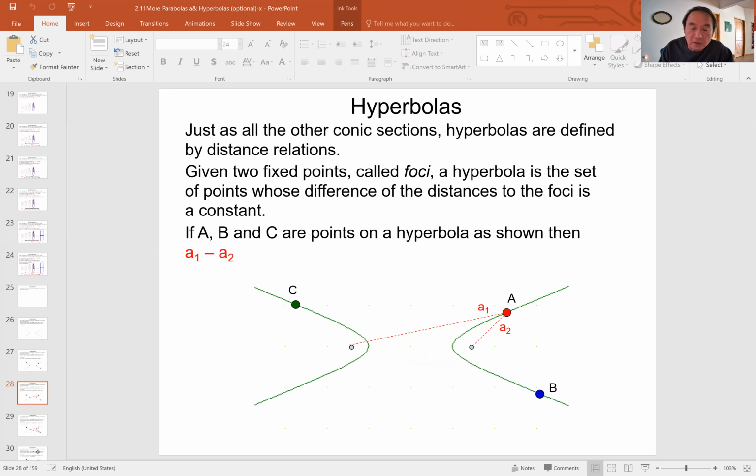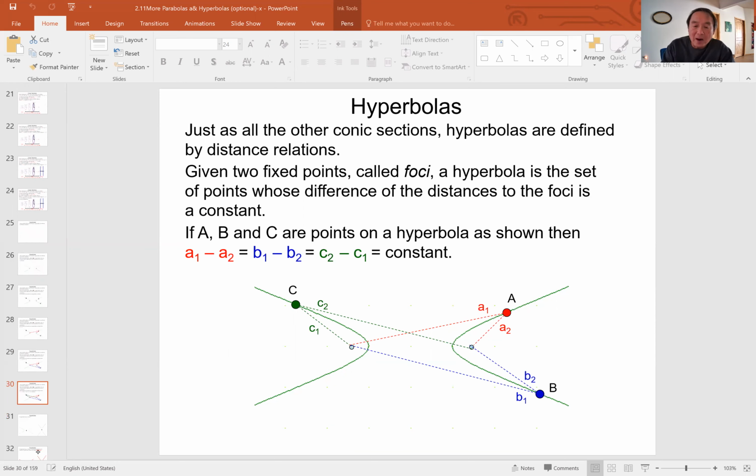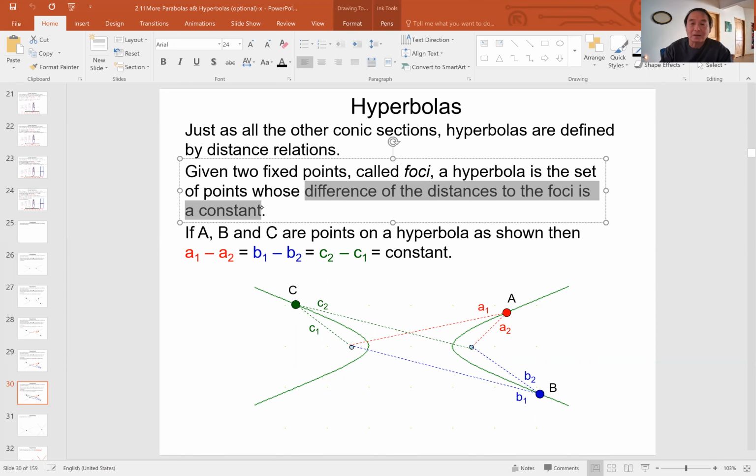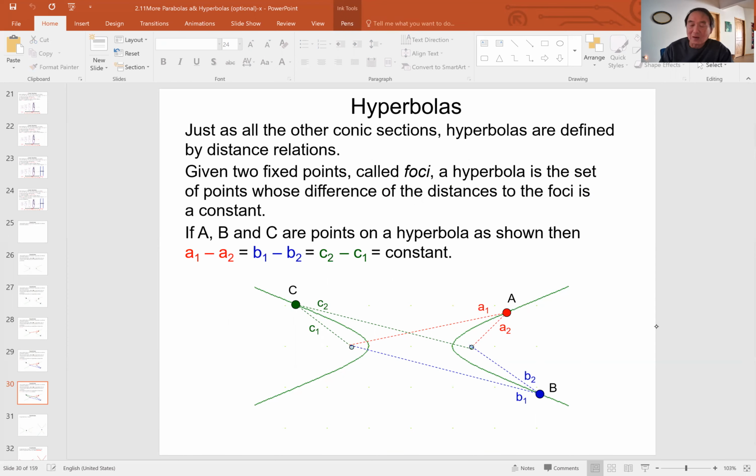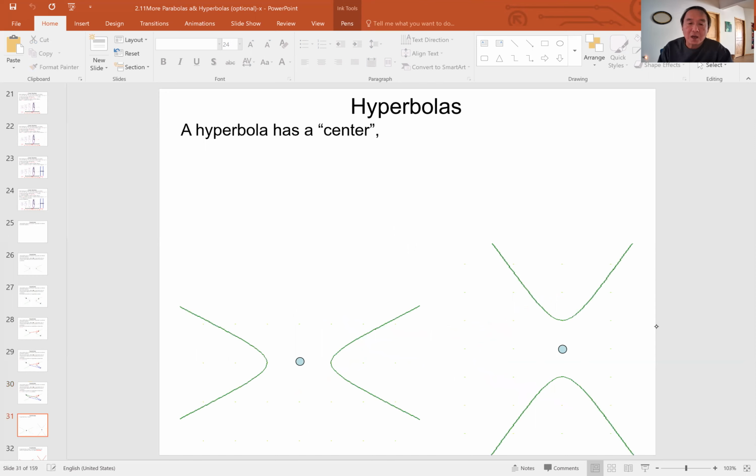What about this difference of these two distances? Well, if I measure from another point B, it's the same difference. If I measure from point C, it's going to be the longer one minus the shorter one. It's going to be the same number. In other words, the difference of the distances to the foci is a constant. Okay, that's what the definition makes in terms of pictures.